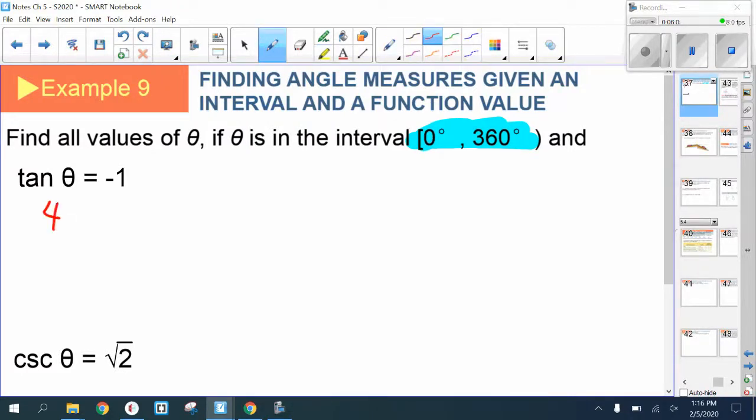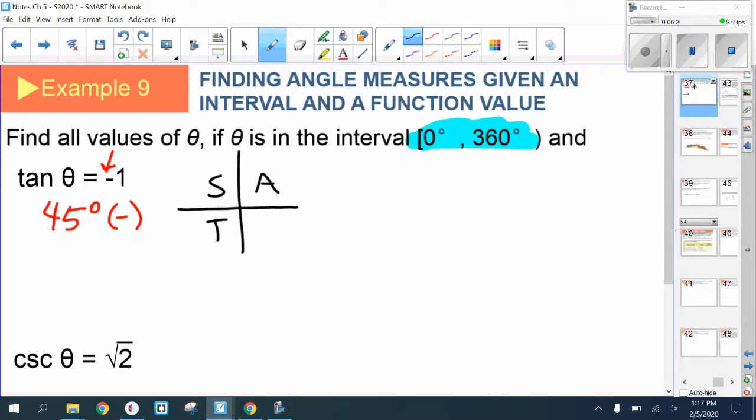So what I'm saying here is you should quickly, from the chart, understand that it's a 45-degree reference where tangent is negative. So quickly, what you would do is say, where is tangent going to be negative? All students take calculus. I know tangent is positive in the first and third, so it must be negative in the second and fourth. So we're talking about a 45-degree reference angle in the second and the fourth.